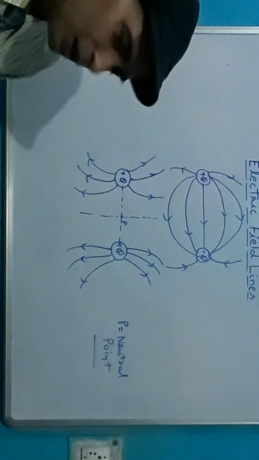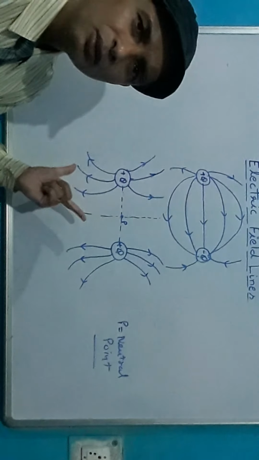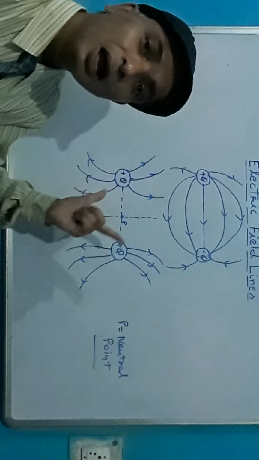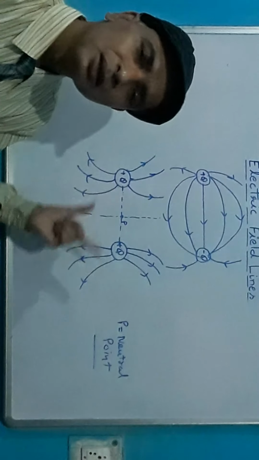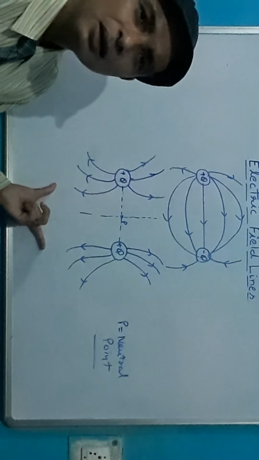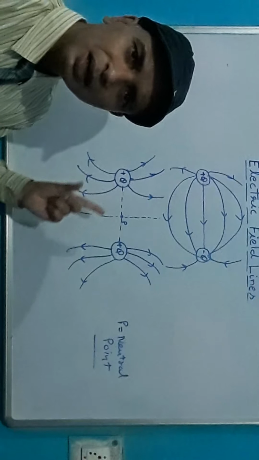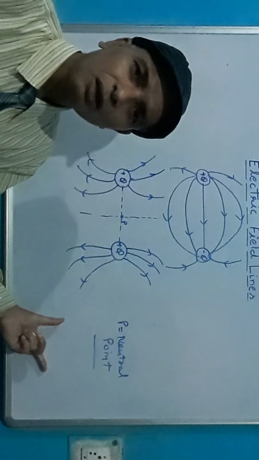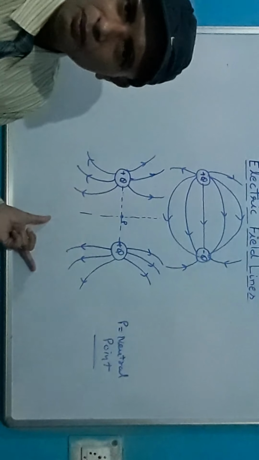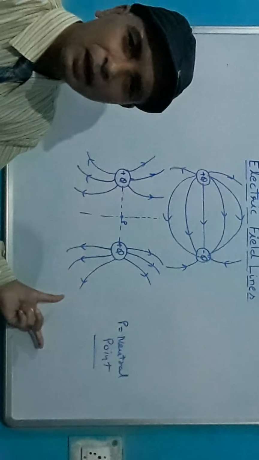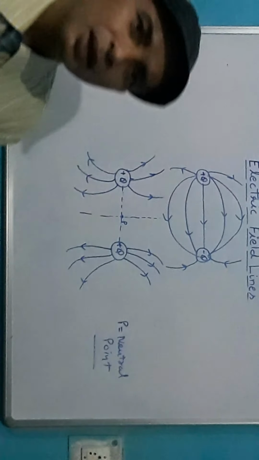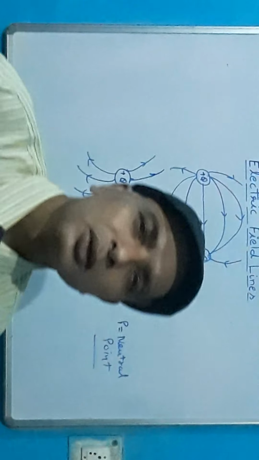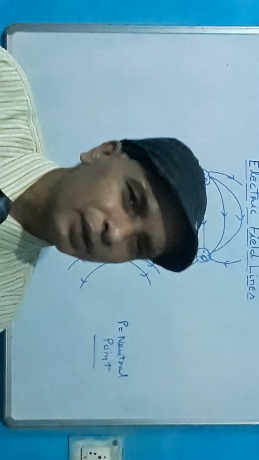In the same manner, if I draw the electric field lines due to two point charges plus q, with equal magnitude and same nature, then the electric field line pattern is like this. There is a certain point in between these two point charges at which the intensity of the electric field due to these two point charges will be zero, that is known as the neutral point. So today we have studied the electric field lines, and in my next video I will discuss with you some of the important properties of electric field lines.